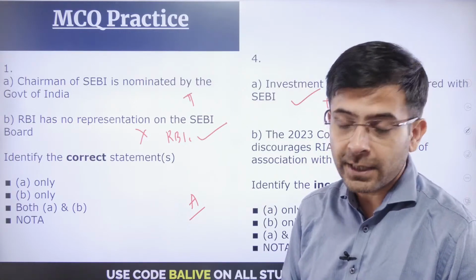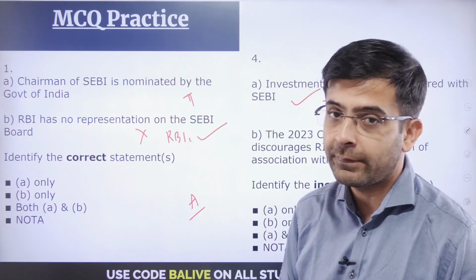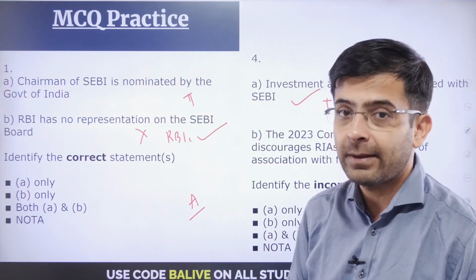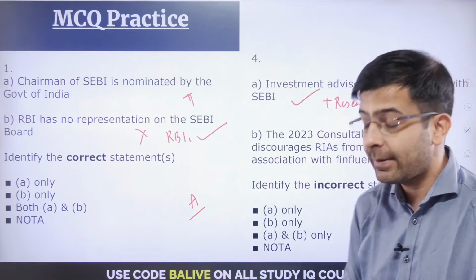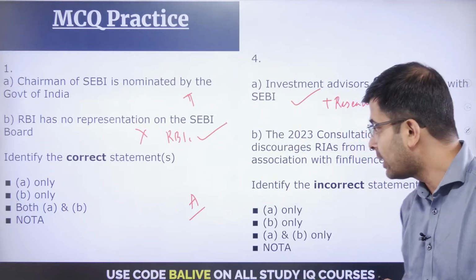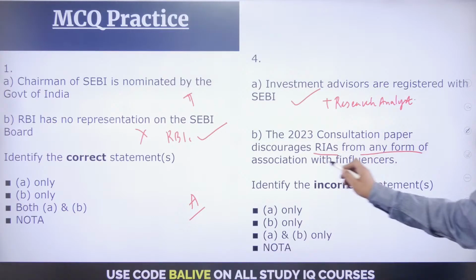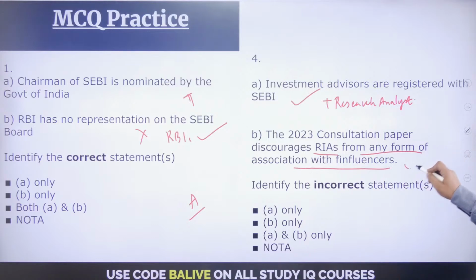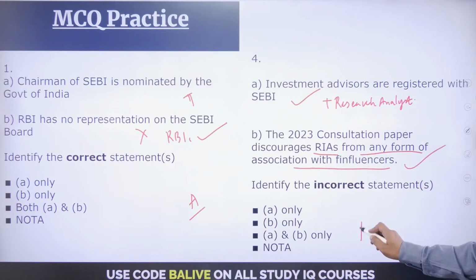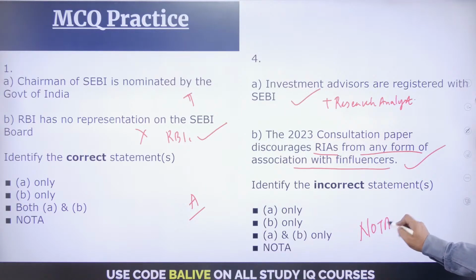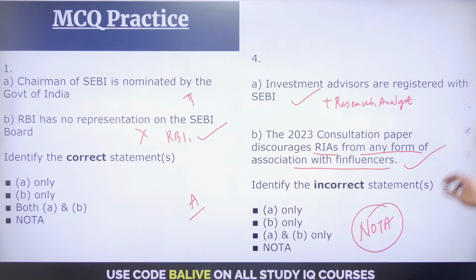But in case of financial influencers, well, no conflict of interest disclosure, which is why that ethical concern arises, which is why you have SEBI that is looking to regulate them. Okay. The 2023 consultation paper discourages investment advisors from any form of association with financial influencers is absolutely correct. The incorrect statements here being NOTA. None of the above are incorrect.